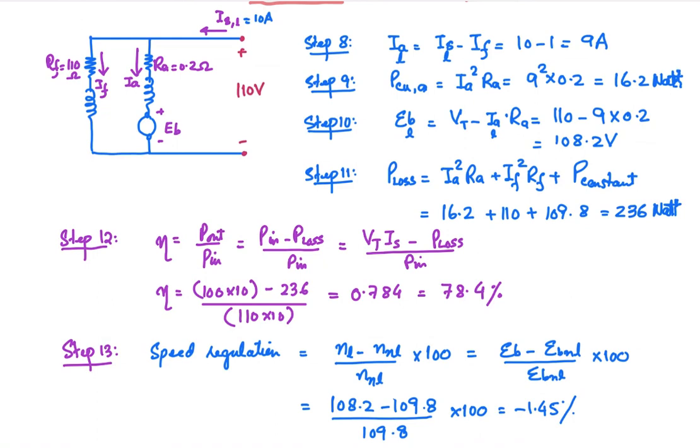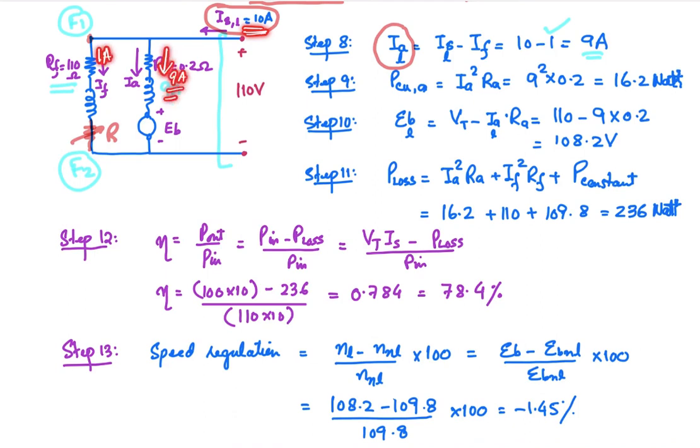For example, the supply current in the loaded state is given to us as 10 ampere. Field current will remain the same because there is no change. In order to change the field current, you would have to connect a variable resistance, but in this particular example there is no variable resistance, and the field resistance is 110 ohm. So terminal voltage is not changed, so field current will remain the same, that is 1 ampere. Now armature current is changed to 9 ampere because our supply current is changed to 10 ampere. 10 ampere minus 1 ampere, the rest of the current, that is 9 ampere, is going to flow in your armature.